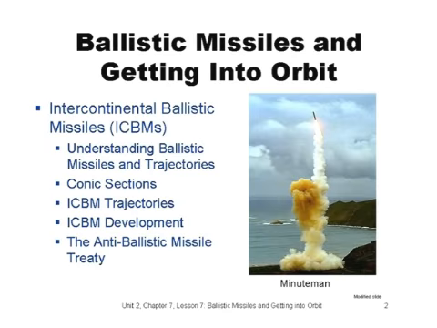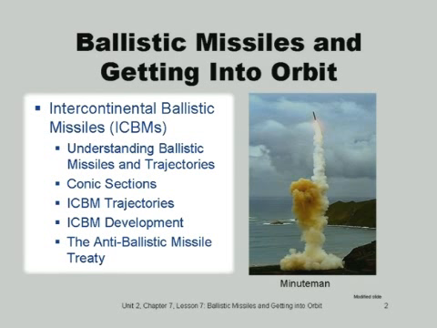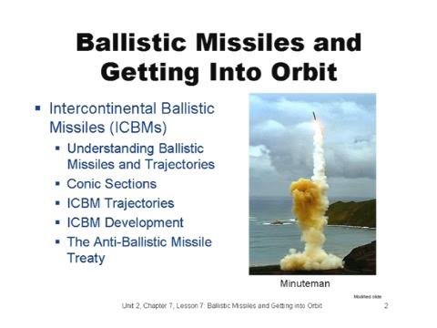In this lesson, we'll discuss intercontinental ballistic missiles, or ICBMs. We'll understand how the trajectories for ICBMs differ from spacecraft, how the conic sections can be used to explain the paths they follow through space, and some of the history of the ICBM development. We'll also get into the pros and cons of the Anti-Ballistic Missile Treaty. By the way, this is a photo of a Minuteman ICBM being launched from Vandenberg Air Force Base, California.